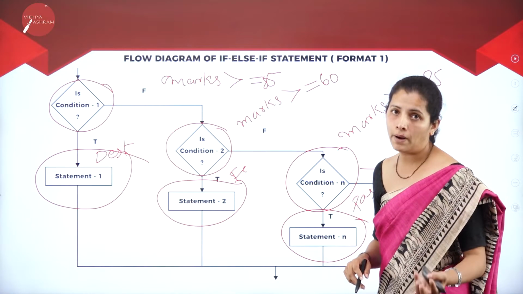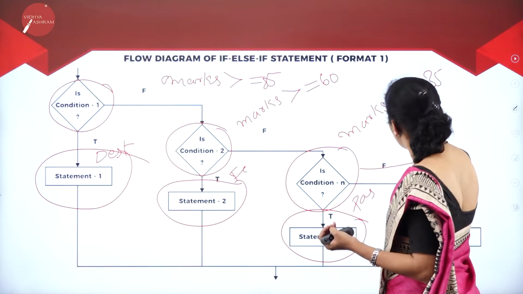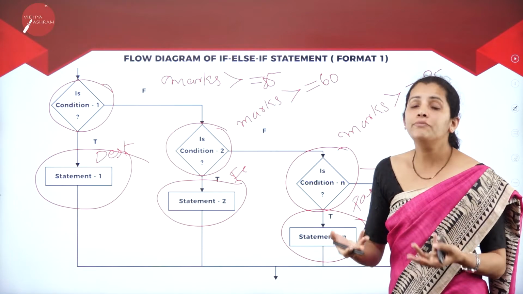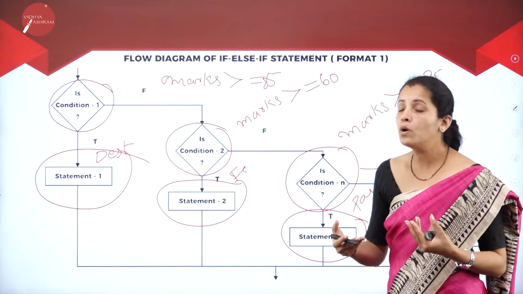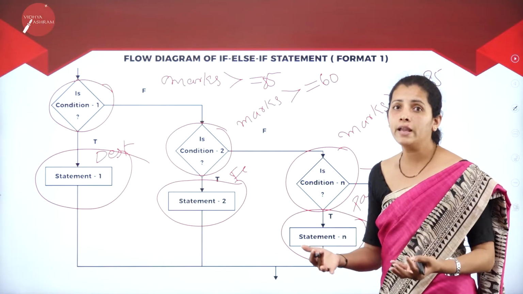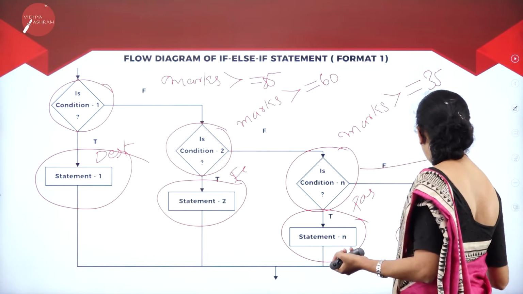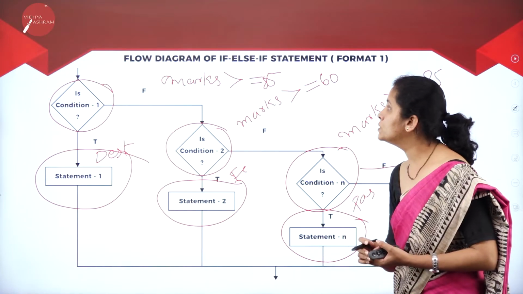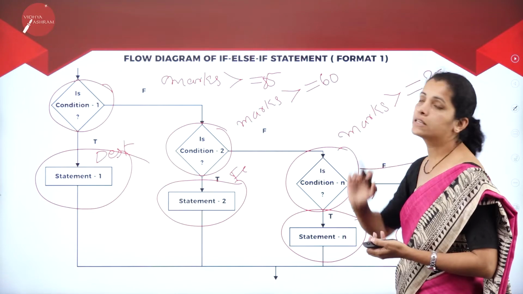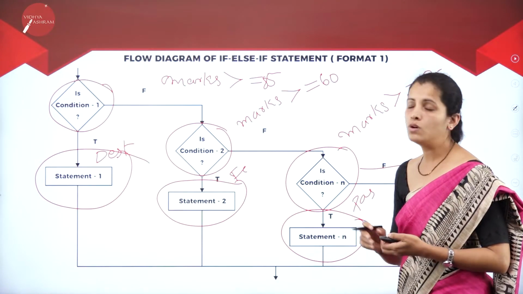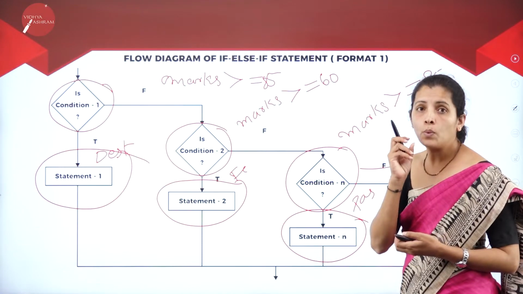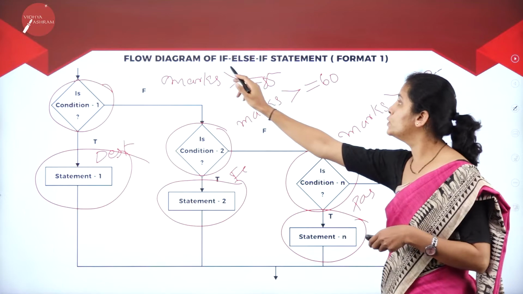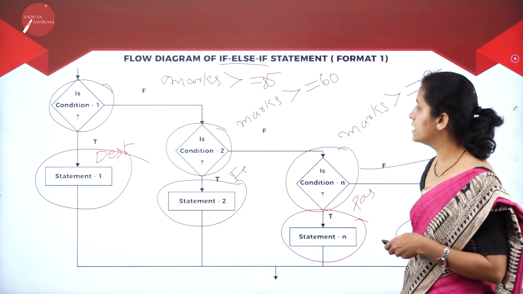If the marks are less than 35, what is going to happen? It is fail. I want to display, or I want to tell, that it is fail. And where am I going to write that? In my default statement. So this is the way I can use the if else if statement. I want to select a particular value in a range of values. At that time, I'm going to use the if else if statement.